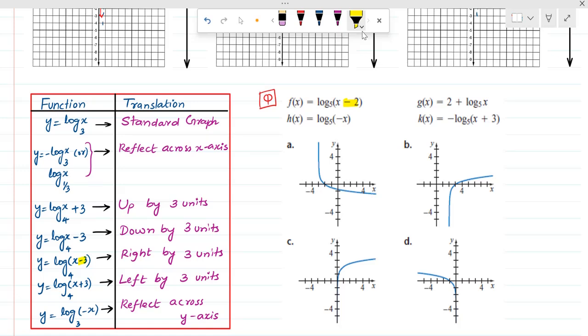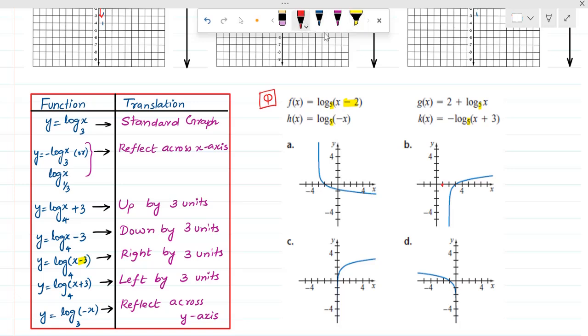Which function is shifted right? And by the way, all of these are base 5. All of them are to the base 5. Now, which function has a shift to the right? So therefore, you will have this graph.